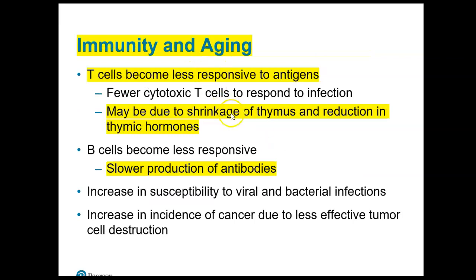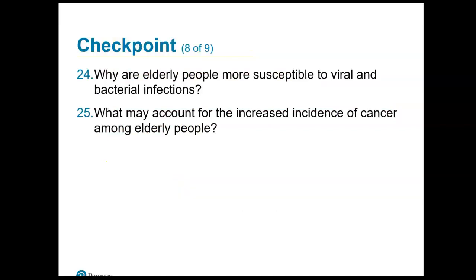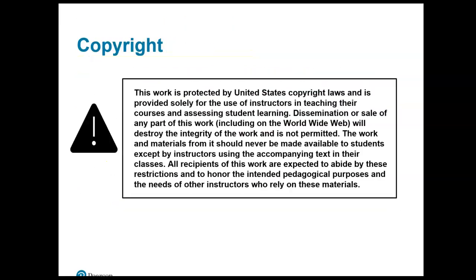Now, a little bit on immunity and aging, and we'll wrap this up. When a person ages, their T cells become less responsive, and this may be due to the shrinkage of the thymus and reduction in thymic hormones. B cells become less responsive, and they produce antibodies at a much slower rate. And that is the end of the Chapter 14 recorded lectures.